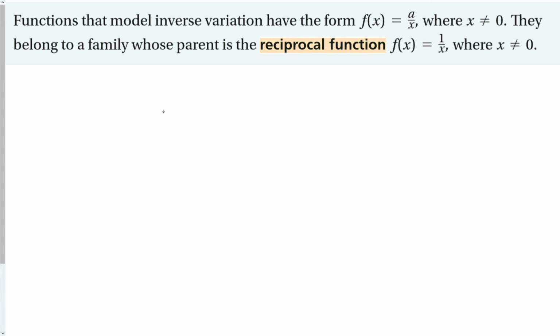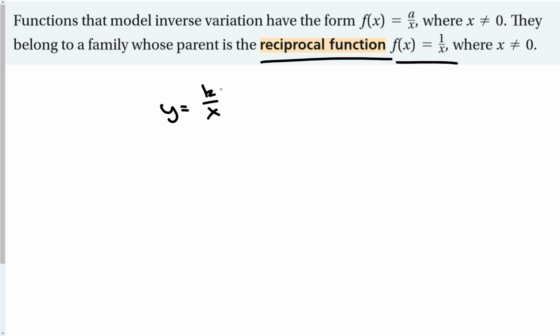So inverse variation is when I have some sort of formula like this, where y is equal to k over x, where k is some constant. Okay. So a function that models this is my reciprocal function, where the parent reciprocal function is f of x is equal to 1 over x. That would make my constant 1. And of course, x does not equal 0 because that would put a 0 in the denominator.